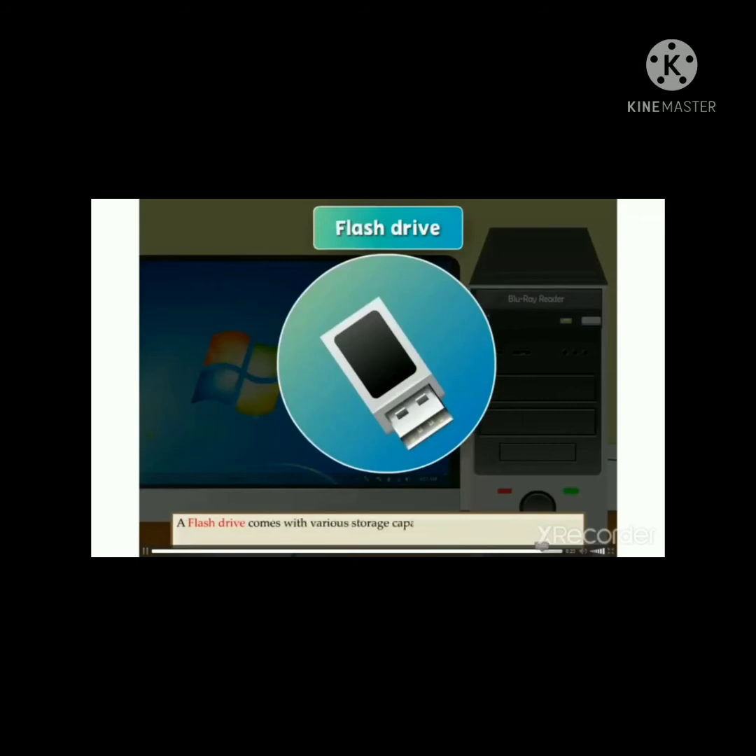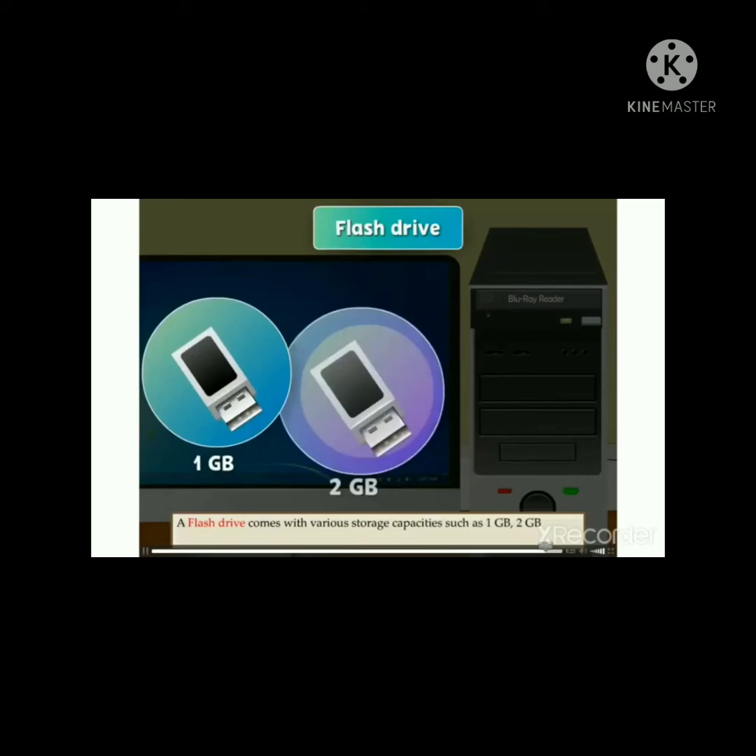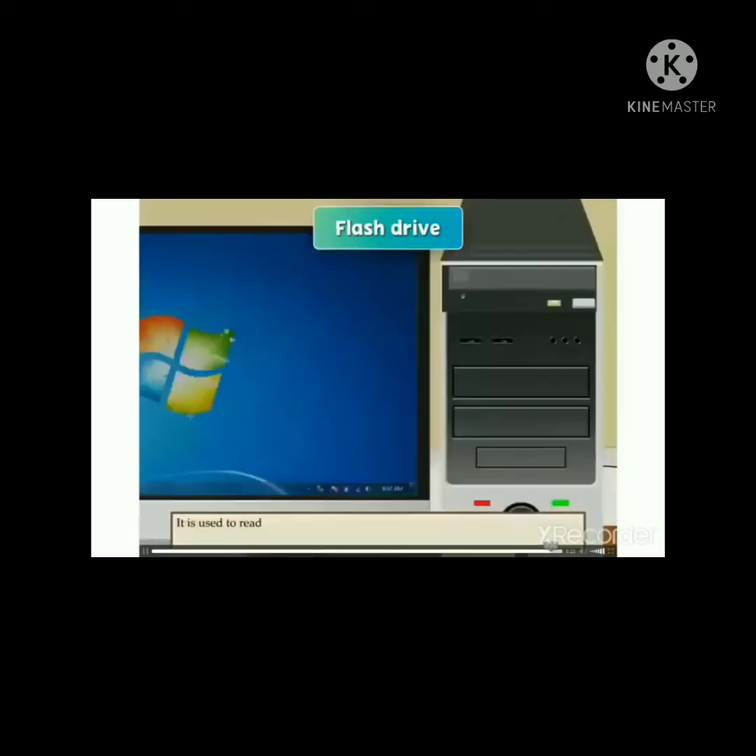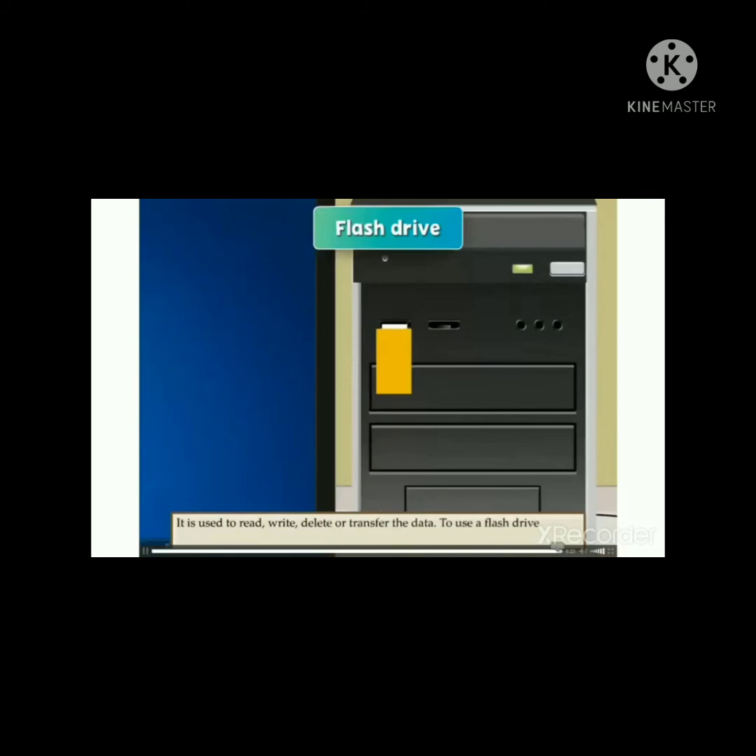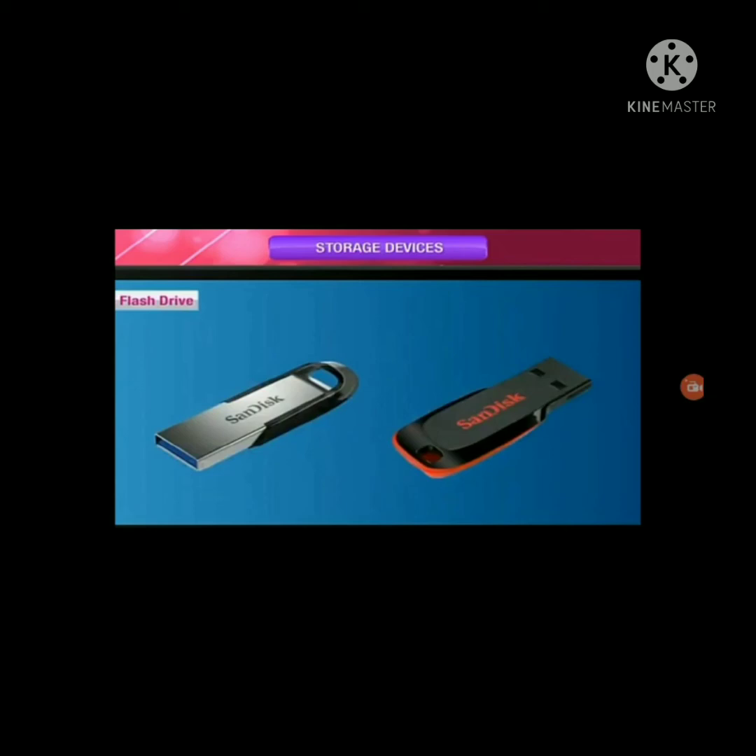USB flash drive. Flash drives come in various storage capacities such as 1 GB, 2 GB, up to 256 GB of data it can hold. It is used to read, write, delete or transfer data. To use a flash drive, a USB port is needed in a computer. A USB flash drive is a rewritable storage device.